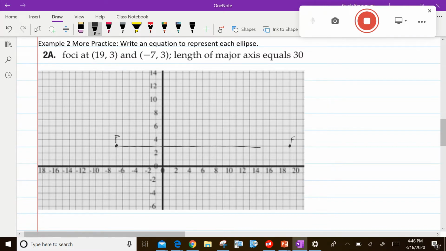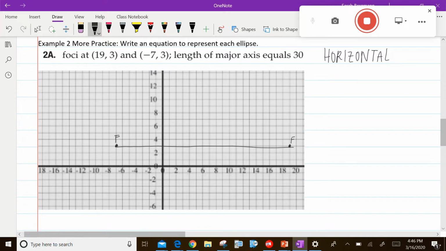Since these are along a horizontal line, I know that this is a horizontal ellipse. Remember, the focus points are always on the major axis, so that means the major axis has to be horizontal, my ellipse has to be horizontal. So I need to fill in my horizontal equation. My a squared value has to be under x squared, my b squared has to be under y squared.